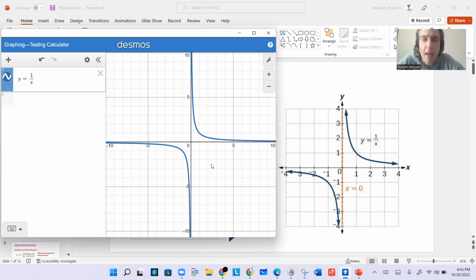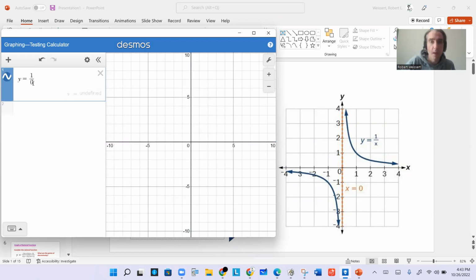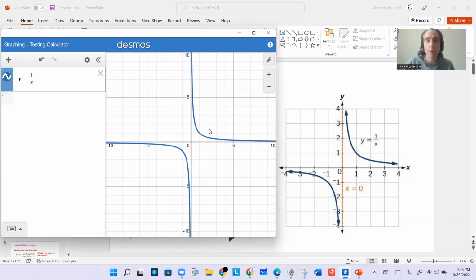So these functions behave this way for a couple different reasons, but mainly due to the fact that you are not able to divide by 0. I mean, that's really what it comes down to. I can't plug in 0 into that and get anything. It says undefined. So the graph wants to act really weird around 0.